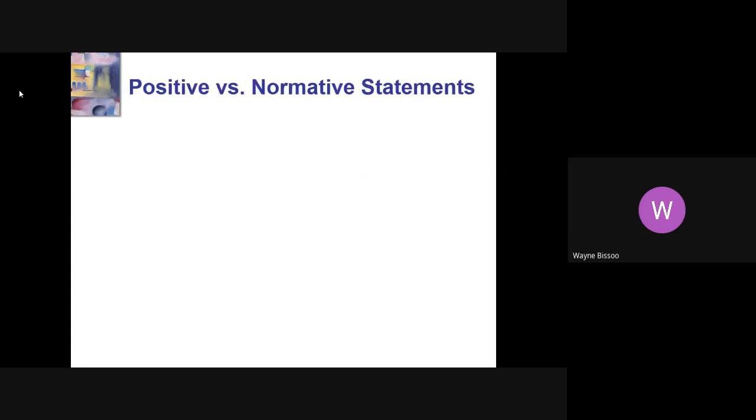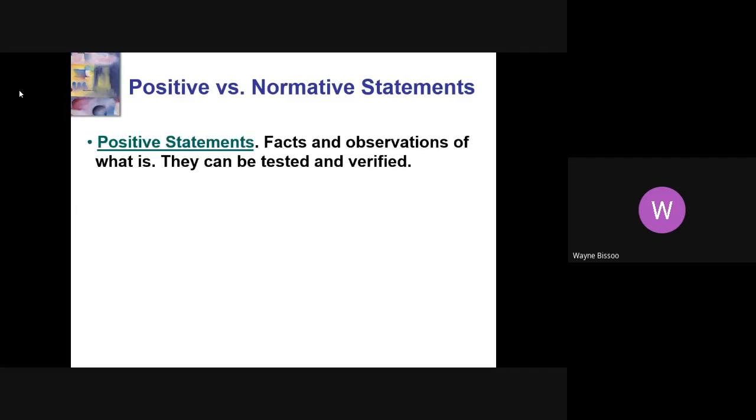All right, so now we come to positive and normative statements. A positive statement is a statement or observation of fact. It's dealing with what is, and facts can be tested and verified. So for example, this could be a fact. The ratio of staff to students in the college is 50-1. Now, how can we test that?